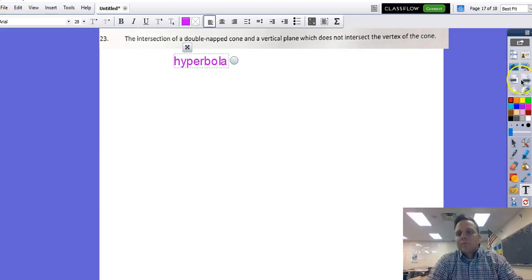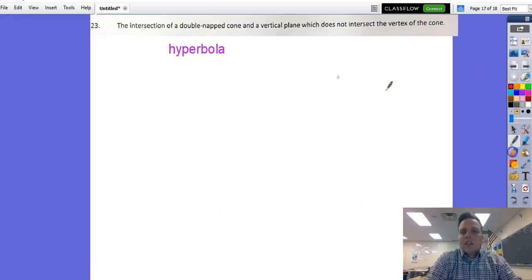Okay? So, a key thing here. Make sure you're memorizing this, but it says the intersection of a double nap cone and a vertical plane which does not intersect the vertex of the cone. Okay? That is a hyperbola. You got to make sure that you're noticing that a hyperbola does not intersect. That is key, that is key. That's something that you have to remember.